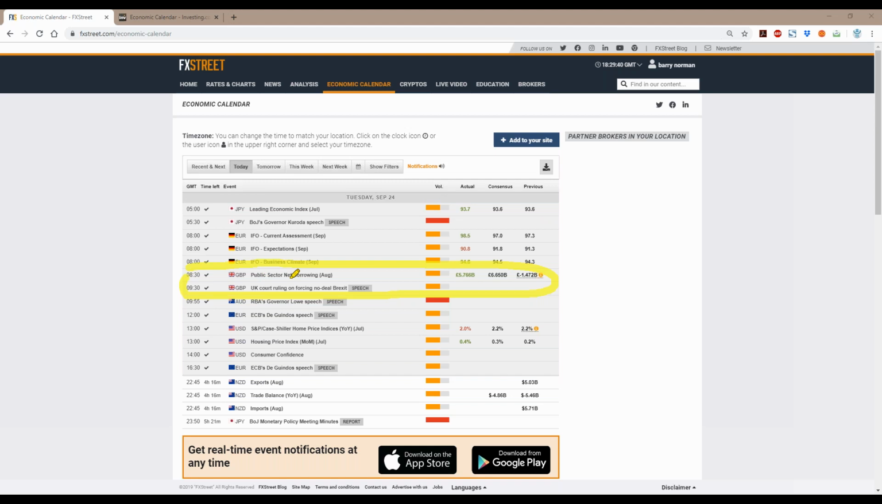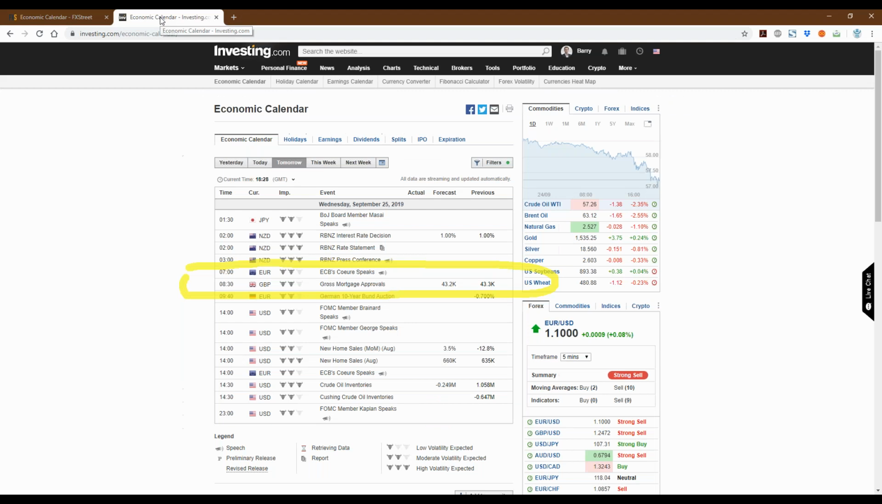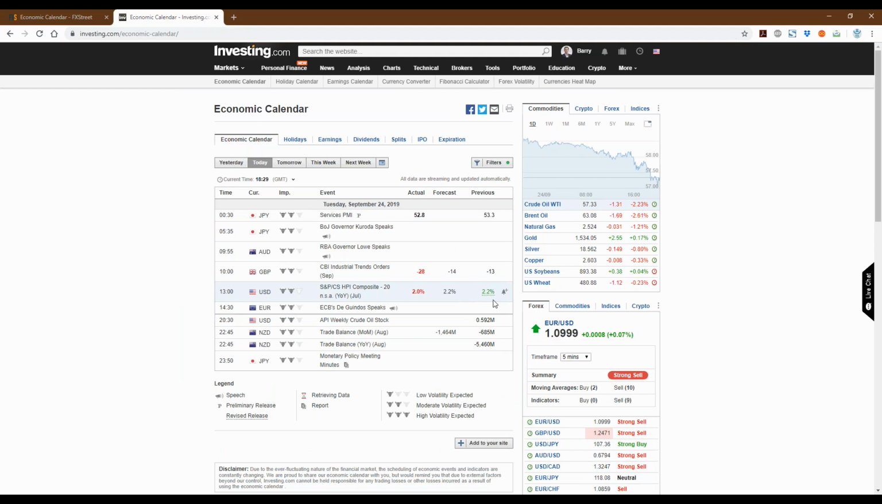Okay. It doesn't matter what this event said, the event occurred. When we see on the calendar a dot like that next to the event, or if we look, it's slightly different, again, based on the graphic. So we see the same thing if we go over to investing.com.